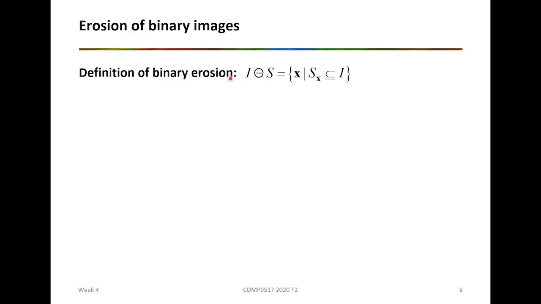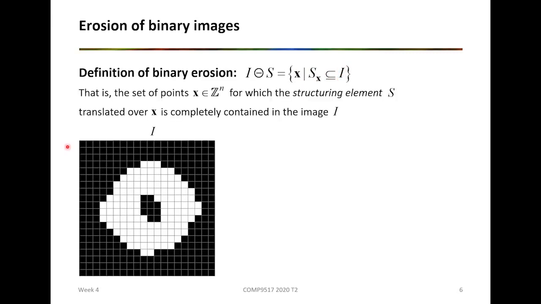The definition of erosion is I minus S, so that's written like this, a circle with a minus sign in it. S is the structuring element again. It's the set of all pixels X for which the structuring element shifted or translated to that position X is completely contained in the set of object pixels. Let's look at an example again.